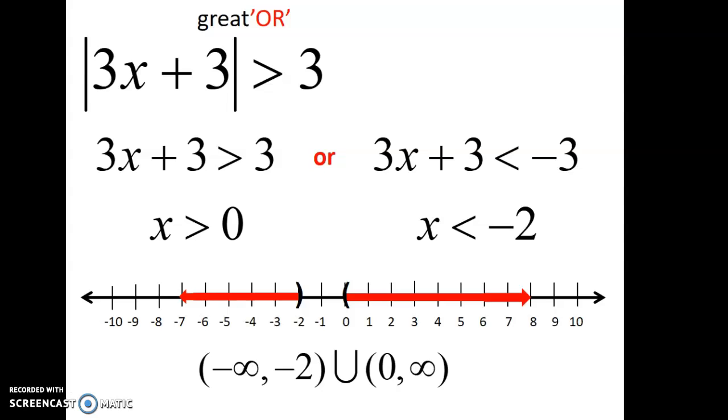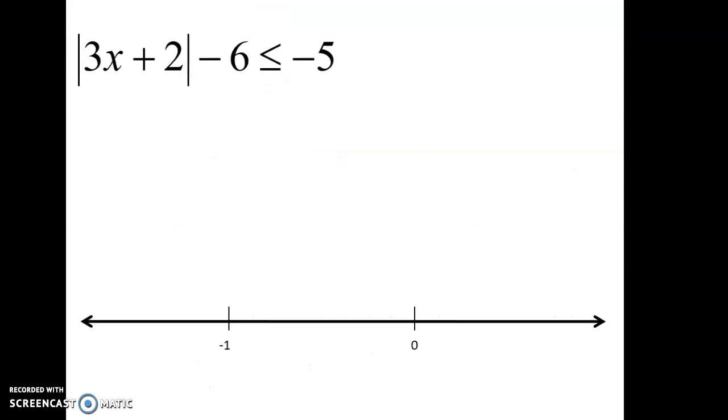All right. Let's try a little bit different kind of problem. It's the same idea, but there's a little bit of a wrinkle to it. The wrinkle is, in order to solve these, we have to get the absolute value brackets isolated by themselves. And right now, that's not isolated because you have that minus 6 on the end of it. So we're going to add 6 to the other side and get us this.